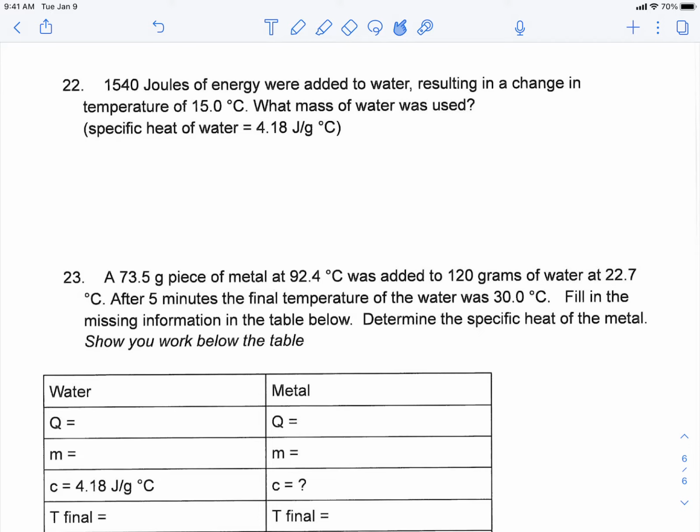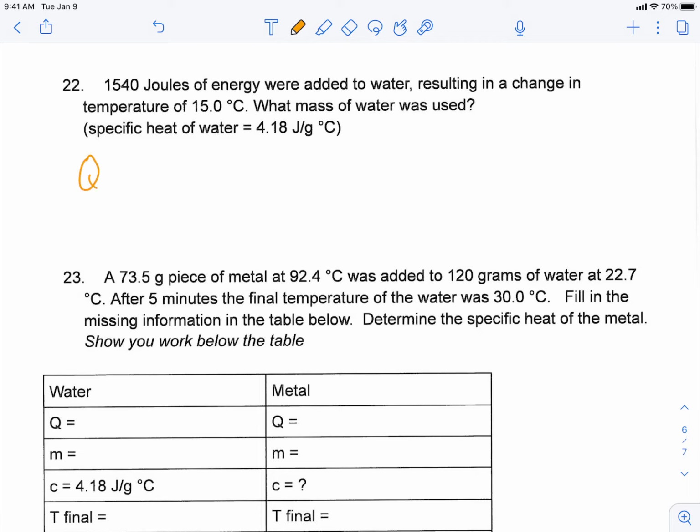All right, almost done. On to the heat calcs. Okay, so first one here, we have 1,540 joules of energy were added to water, resulting in change of temperature of 15 degrees. What mass of water is used?